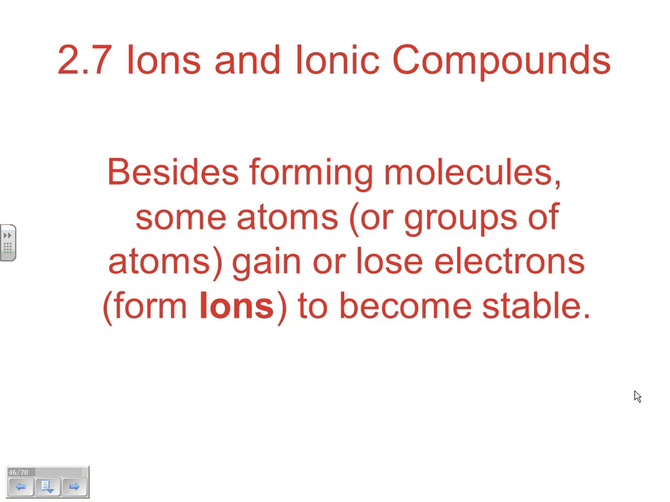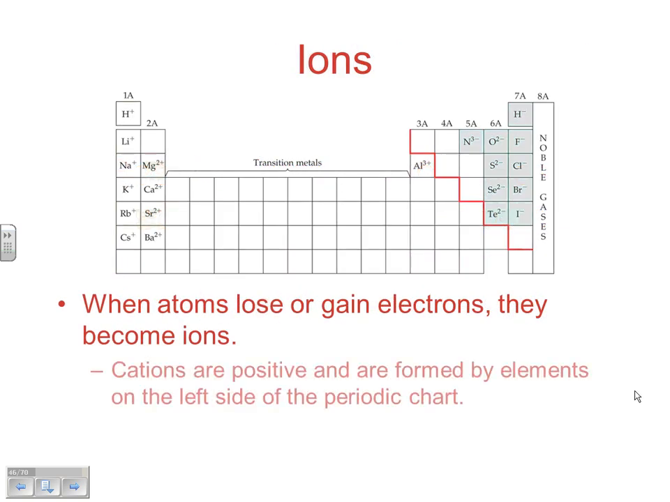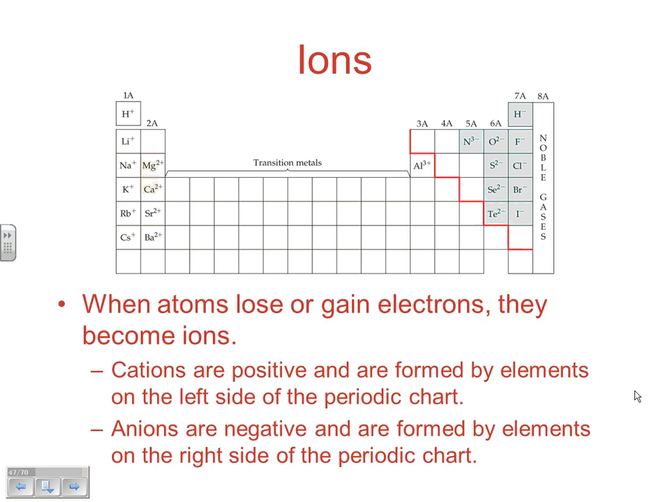Now, besides forming molecules, some atoms or group of atoms can gain or lose electrons to form ions to become stable. And here's where we're going to get into our ionic compounds and our formula units. When atoms lose or gain electrons, they're becoming stable in a different way than when they're sharing electrons like molecules do. And they become what we call ions. Positive or negatively charged particles that have gained or lost electrons to become stable.